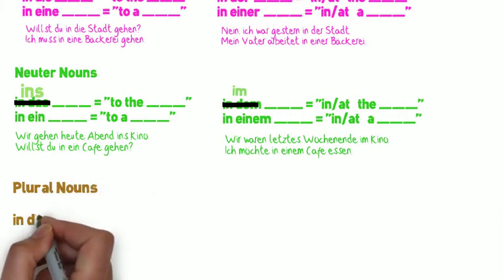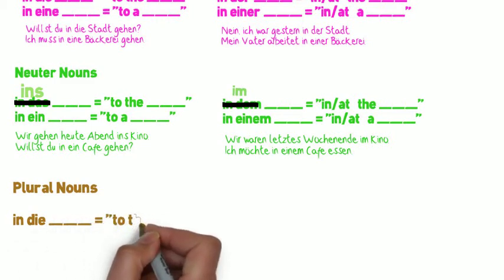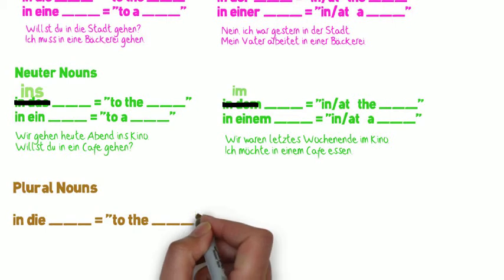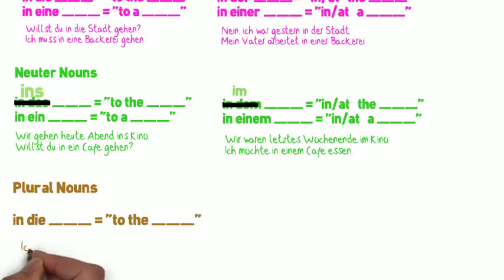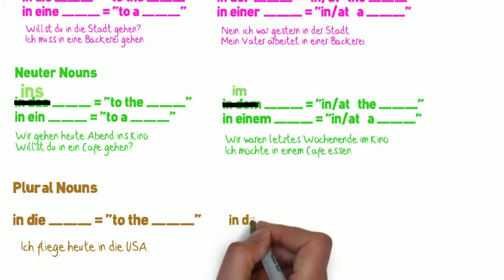Finally, with plural nouns, there is no indefinite article to worry about. We can't say a with a plural noun. So our only option is in die, which means to the, as in this sentence. Ich fliege heute in die USA. I'm flying to the United States today.